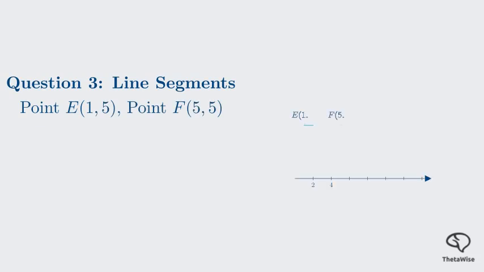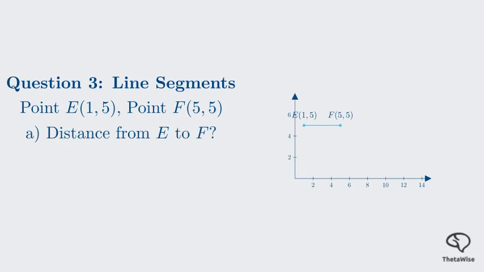Now let's look at points on a line. We have a horizontal line segment connecting E and F. Part A. Show that the distance from E to F is 4 units. Since the y coordinates are the same, we only need to find the difference between the x coordinates. The length is exactly 4 units.